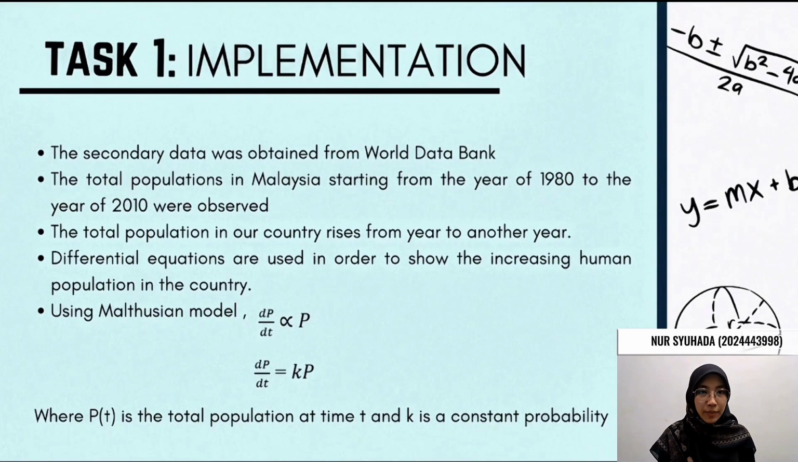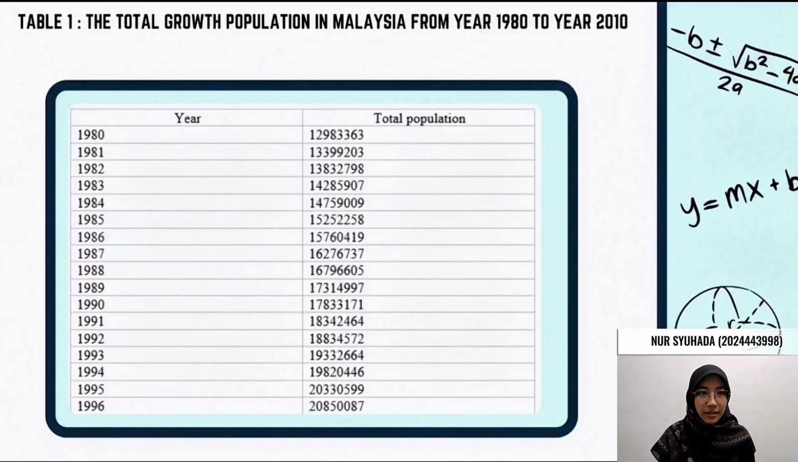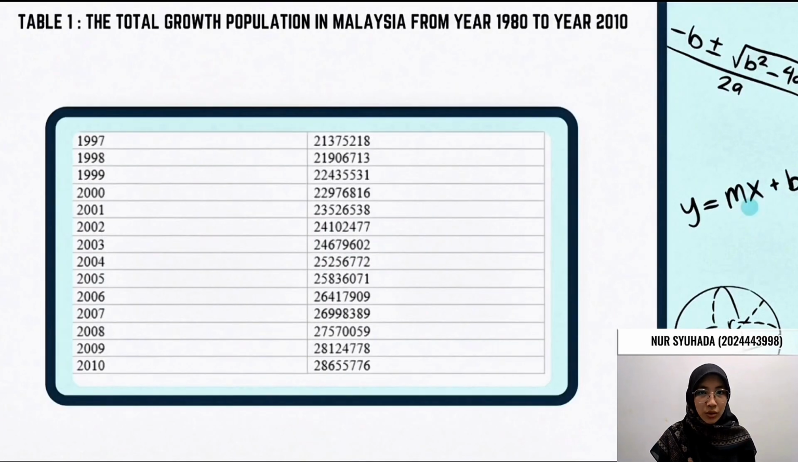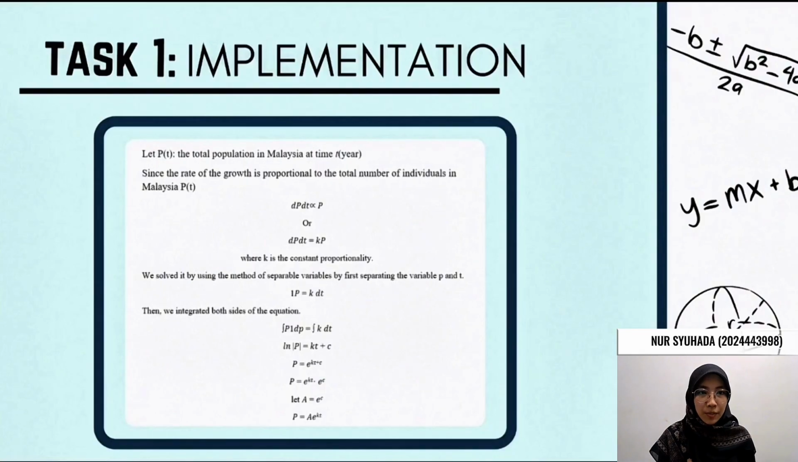Based on Table 1, the population in Malaysia increased from year to year. To model this growth, we use differential equations and apply the Malthusian model. This is Table 1 that shows the total population growth in Malaysia from year 1980 to the year 2010. Then, let P(t) represent the population at time t. Since the rate of growth is proportional to the total population, we solve the differential equation using the method of separable variables and find the general solution.